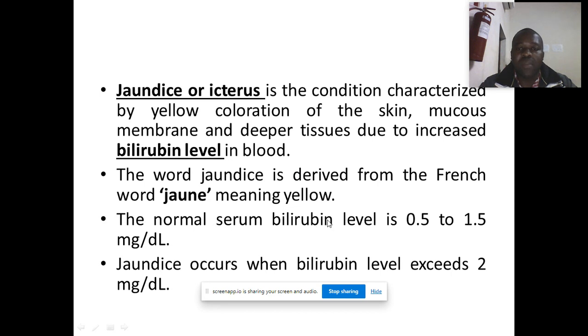So the normal serum bilirubin level is 0.5 to 1.5 milligrams per deciliter. It's normal to find plasma bilirubin, but it should be at this level, 0.5 to 1.5 milligrams. So when the level exceeds 2 milligrams per deciliter, that is jaundice, which presents with a yellow coloration of the skin, the mucous membrane, and deep tissue due to increased bilirubin levels.